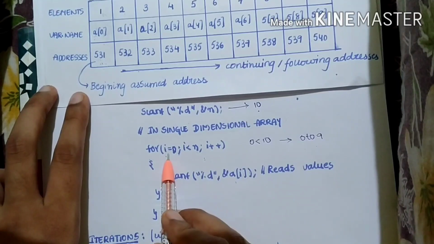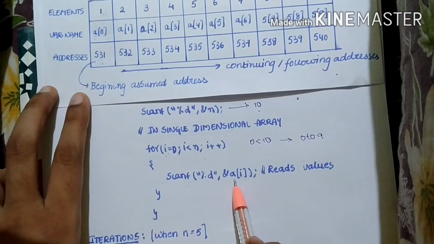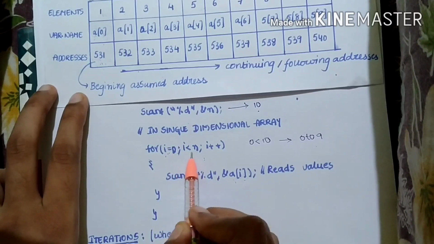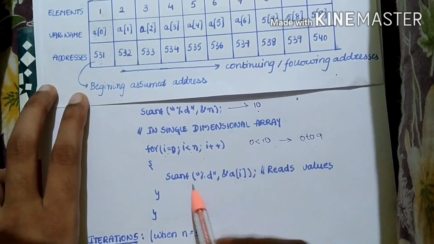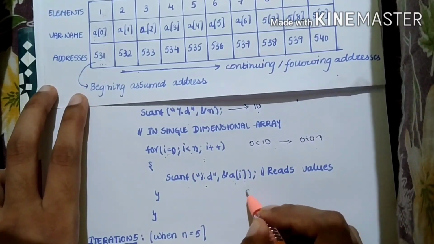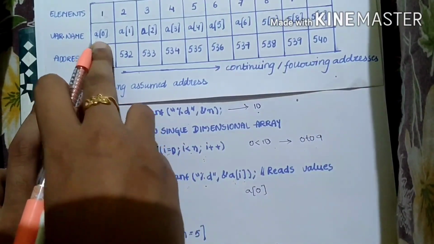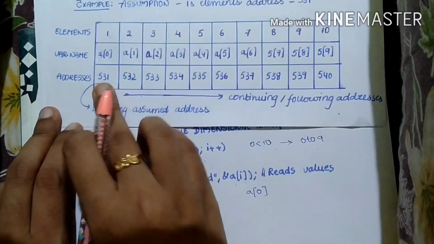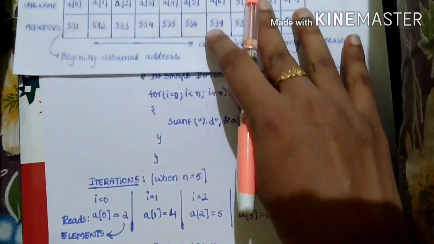And when the condition is satisfied, it gets into the loop and will be stored in the address of a of i. Suppose we take i is equal to 0, it is satisfied by n. 0 is less than 10. So when it comes to scanf in the loop, it will store as a of 0. So for a of 0, I will be entering it dynamically, 1, and this 1 will be stored in the address of 531. These are the iterations for this loop.